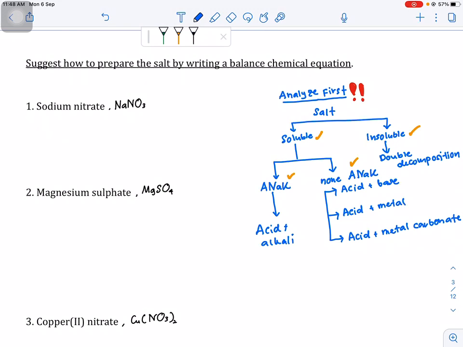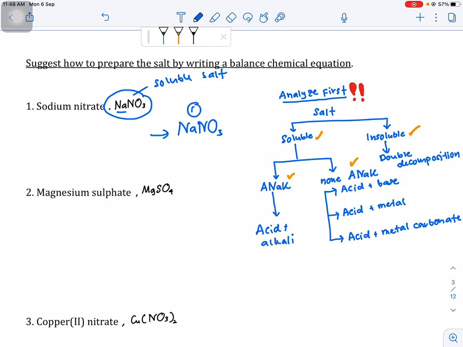Okay, let's look at the first one, sodium nitrate. Who is sodium nitrate? Sodium nitrate, sodium. Bila sebut sodium, memang anak salt memang all soluble. So, dia adalah sejenis soluble salt. You have to analyze. Soluble salt, lepas tu you check semula. Soluble salt ni ada 2. Anak ke bukan anak? So, this is anak. When anak, you only have 1 option, which is acid and alkali. So, you write down the salt first. The salt is NaNO3.